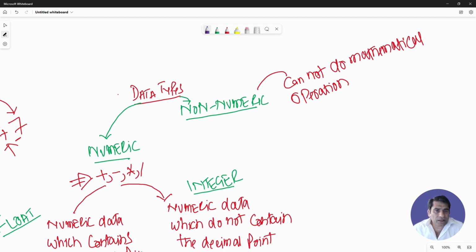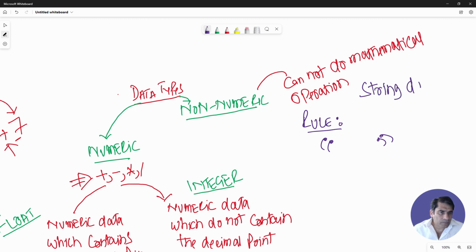So here, my friends, the data on which you cannot do the mathematical operation. And here we have got only one rule, my friend, only one rule. And the rule is that the data must be enclosed in speech marks or double quotations. So anything inside the speech marks will be non-numeric data. And we also call it string data. We also call it character data.